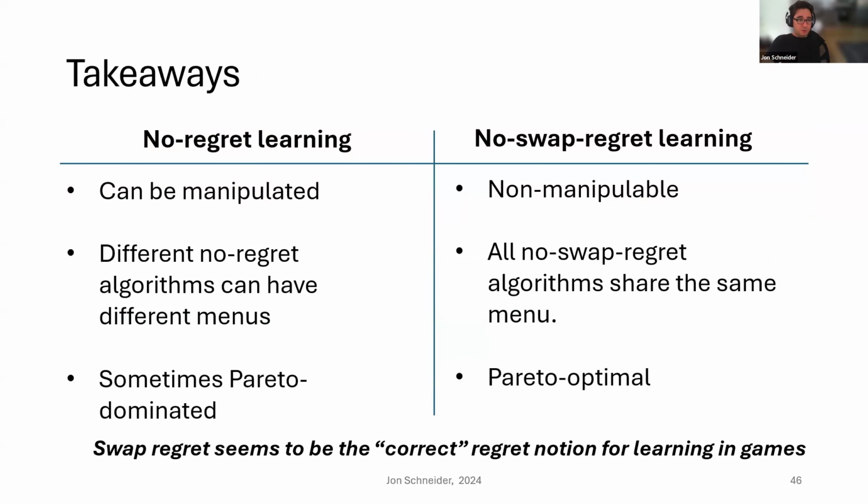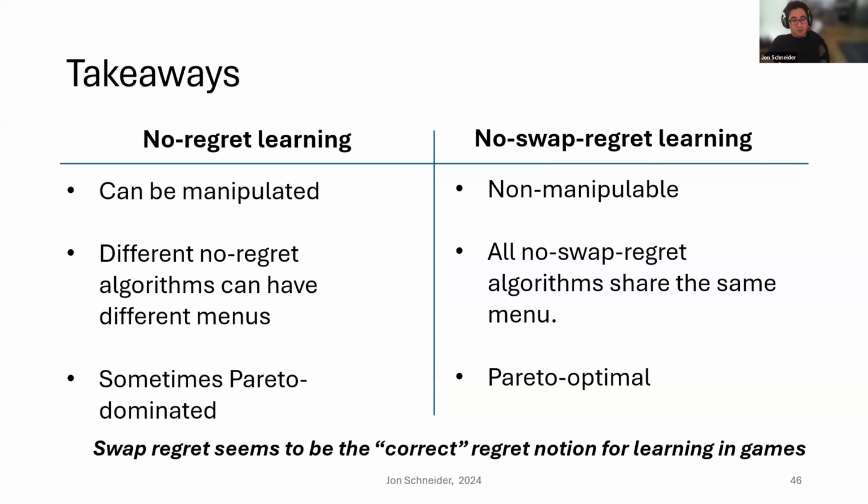Okay, so some takeaways from the normal form case. I think there's basically a big difference between no regret learning and no swap regret learning in these strategic environments where you're learning in a repeated normal form game. No regret learning can be manipulated. Different no regret algorithms can have different menus. And no regret learning is sometimes Pareto-dominated. There are situations where you can do strictly better against every single optimizer by changing the algorithm.